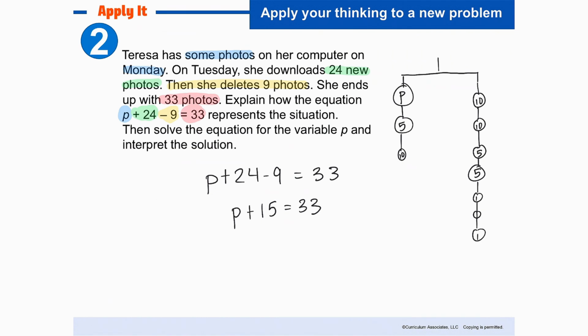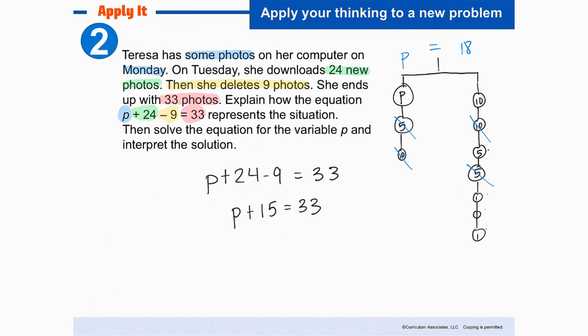Okay, so what we could do to balance these out is take off a 10, take off a 10, take off a 5, take off a 5, and then we would have p equals, and then what's left on the other side is 10 plus 5 is 15, 16, 17, 18. So we would get p equals 18.